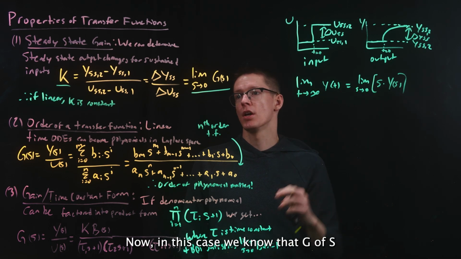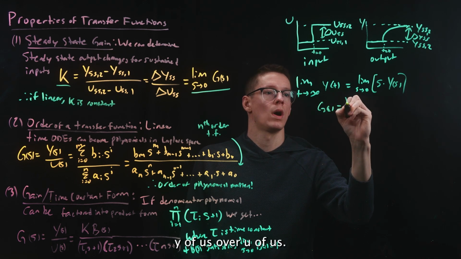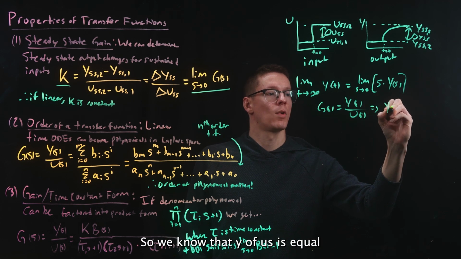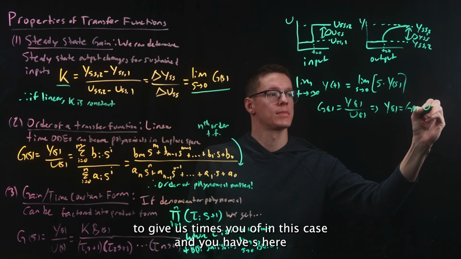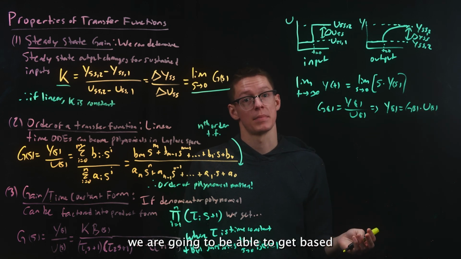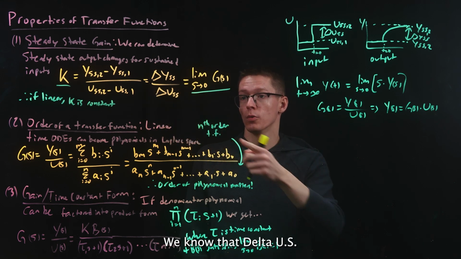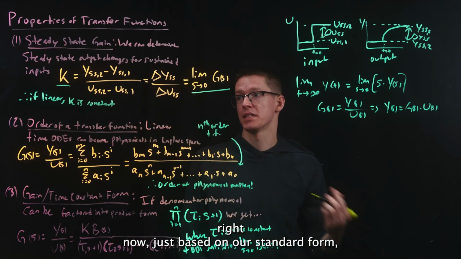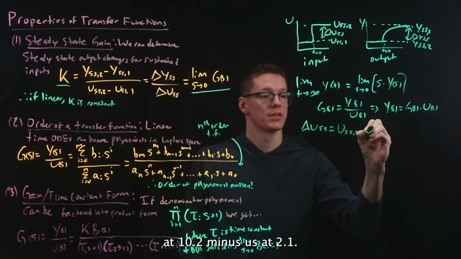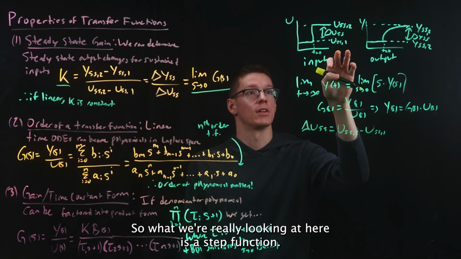Now in this case, we know that g of s is going to be equal to y of s over u of s. So we know that y of s is equal to g of s times u of s in this case. And u of s here, we are going to be able to get based on understanding what's happening in u itself. We know that delta USS right now, just based on our standard form, is equal to USS at time point 2 minus USS at time point 1. So what we're really looking at here is a step function.